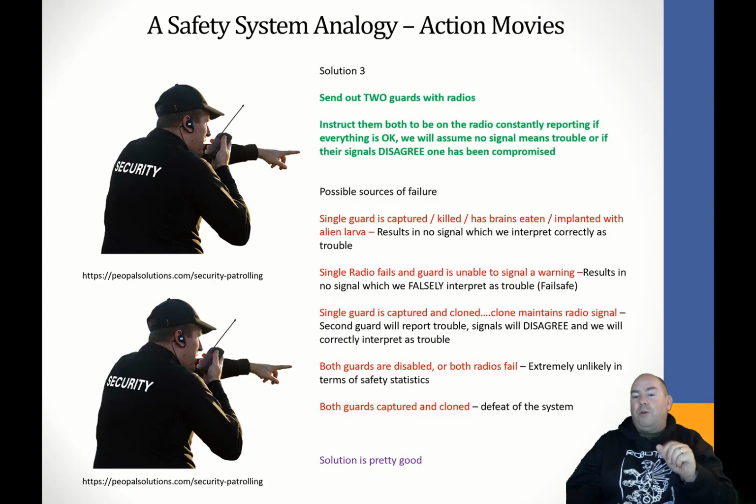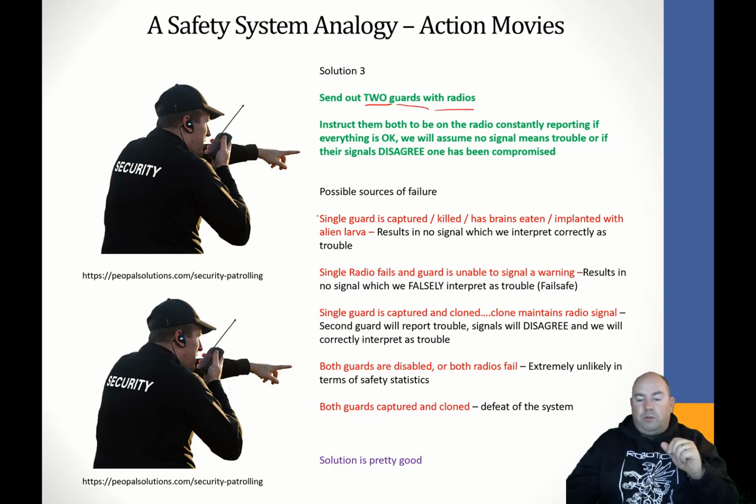Now let's look at solution number 3 here. In this one, we're going to send out 2 guards, both with radios. We're going to instruct them both to radio back constantly, and they're going to report back if everything is okay, assuming that no signal means that there is trouble. Also, if we ever get a case where one says everything is okay and one says there's trouble, we're going to assume that as trouble. If they ever disagree, so if they ever give us conflicting information, we're going to assume that that is a problem.